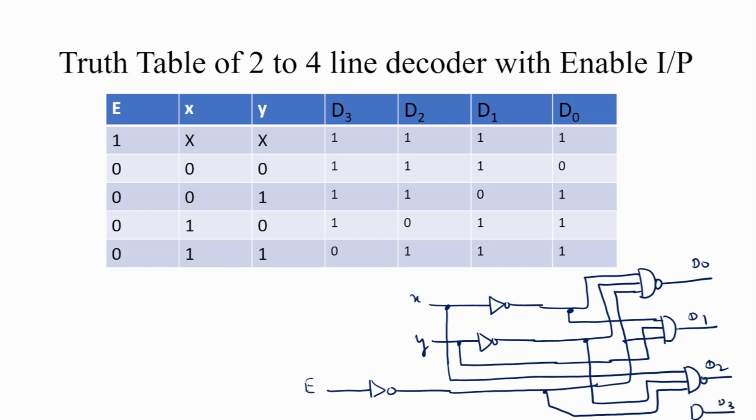this is a NAND gate, this is also a NAND gate, this is also a NAND gate. For D3, what happens here? x and y both are taken from here, x is taken from here, similarly y is taken from here, and this E is taken as a third input from here. This is D3.